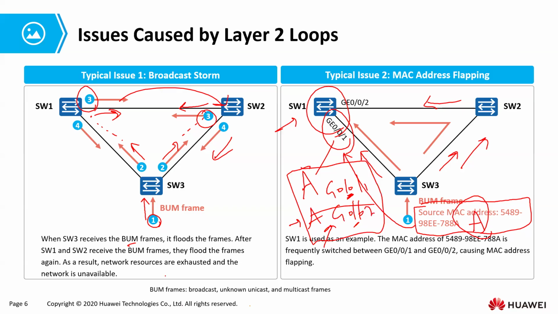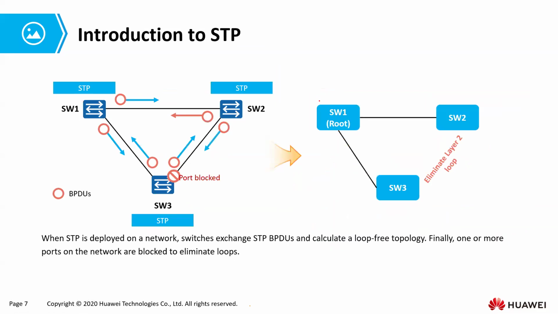So two things that we have: if we have layer 2 loops, they lead to broadcast storms, which exhaust my resources. We have MAC address flipping as well. Then to solve that, we have what we call STP, Spanning Tree Protocol. When deployed in a network, it calculates a loop-free topology. One port on the network is blocked to eliminate loops. So with STP, we eliminate the loop. If we eliminate the loop, no more broadcast storms, no more MAC address flipping.